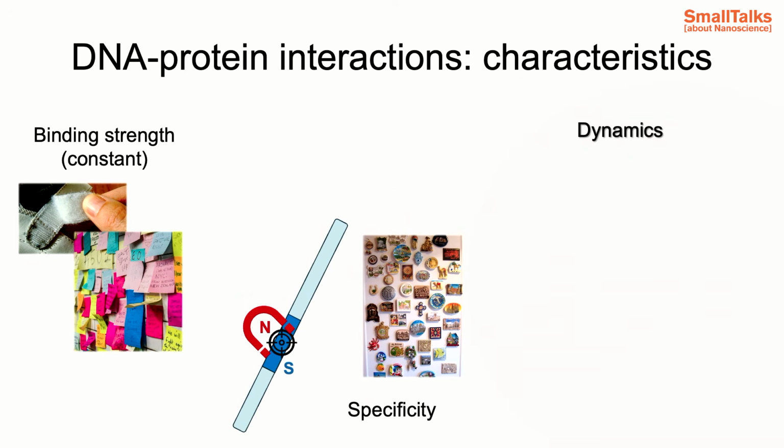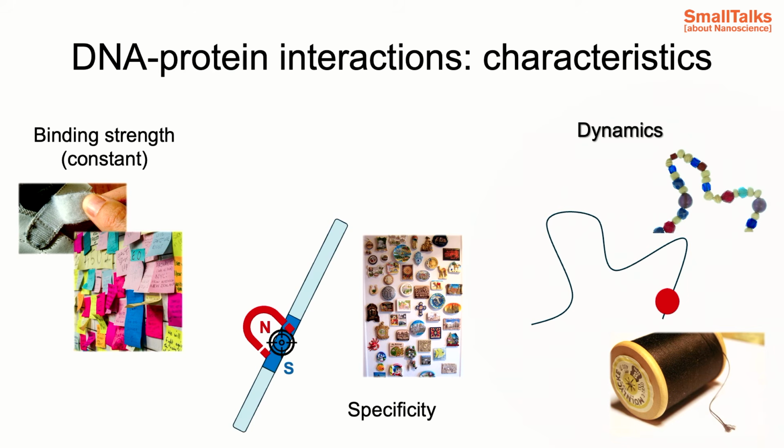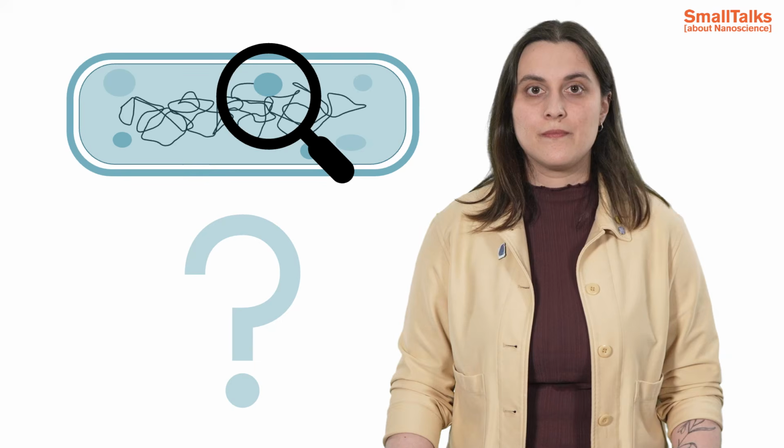Another thing we can look into is the behavior of the protein when already bound to DNA. For example, proteins bound to DNA can behave like beads on a thread, rolling along the DNA. Alternatively, some protein-DNA complexes can act like a spool of thread. It means that DNA thread can wind onto that spool of the protein. These are examples of the dynamics of the DNA-protein interactions.